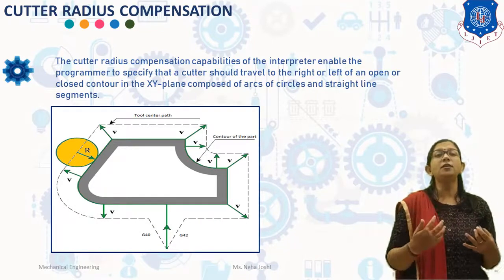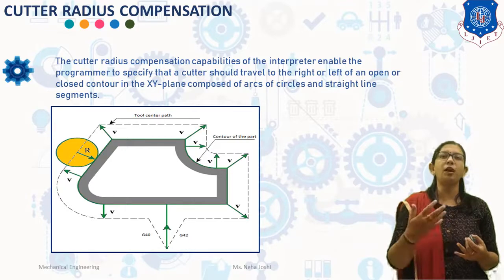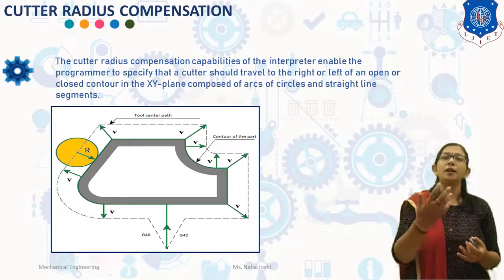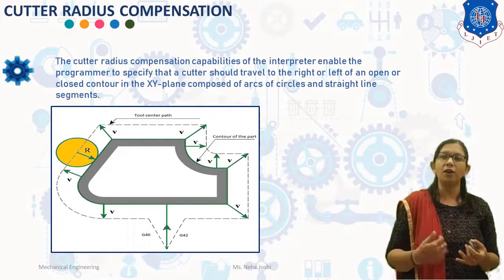So this is the cutter radius compensation. Different codes G40, G41 and G42 are used for cutter radius compensation. Then tool length compensation that we have discussed, and the part programming for drilling.